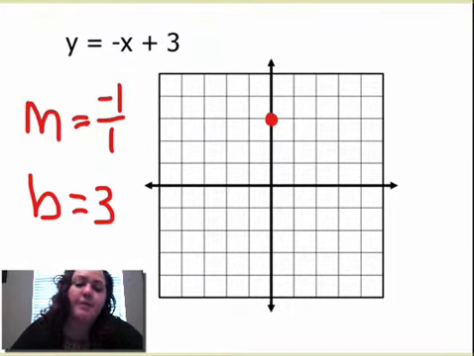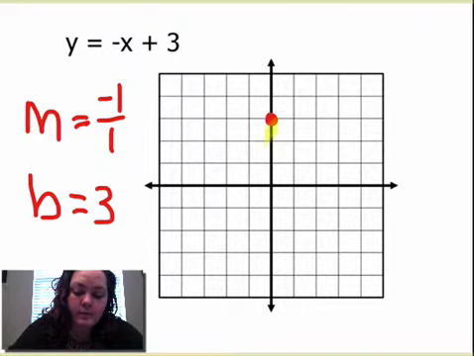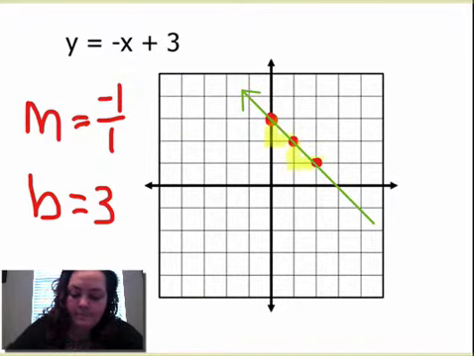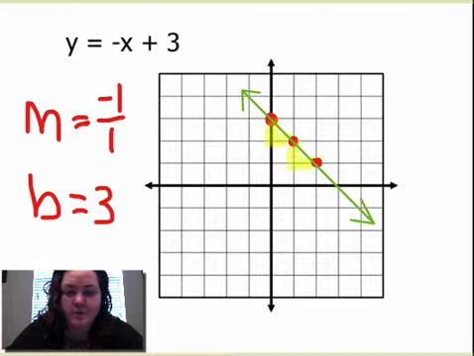And then my slope is negative 1 over 1. Well, if it's negative, that means I'm going down. So I'm going to go down 1 over 1. And my next dot would be right here. Again, I'm going to go down 1 over 1. My next dot would be right here. Once I have some dots, I can draw a line through them. So there's the first one using slope-intercept form.